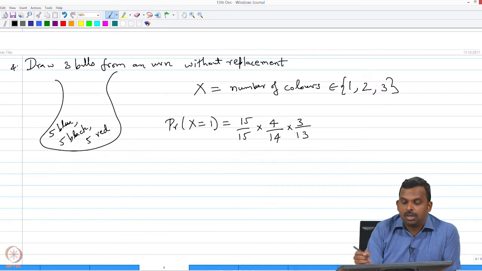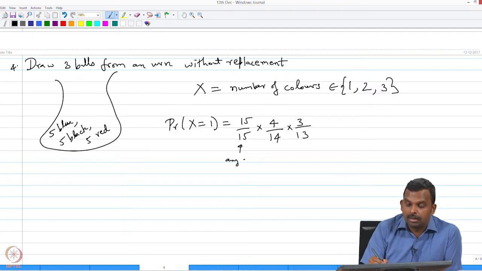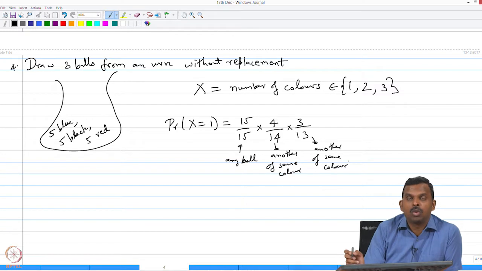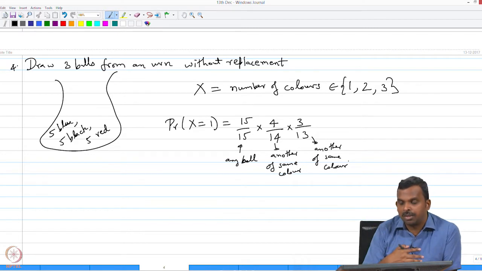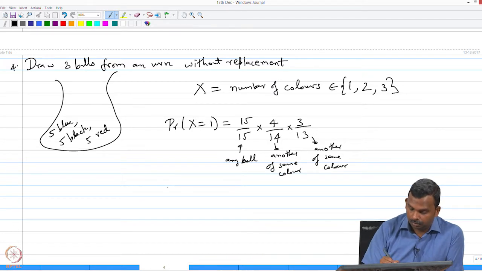Is that okay? So, think about this. First could be any color, any ball, another of the same color as the first ball, right, and another of the same color. Okay. So, this is what is most important in this calculation. You should use conditioning and the fact that the different draws are actually independent, but you are done without replacement. So, the situation changes a little bit when you condition on what happens in the first one, things can change based on that. Okay. So, now what about probability that x equals 3?